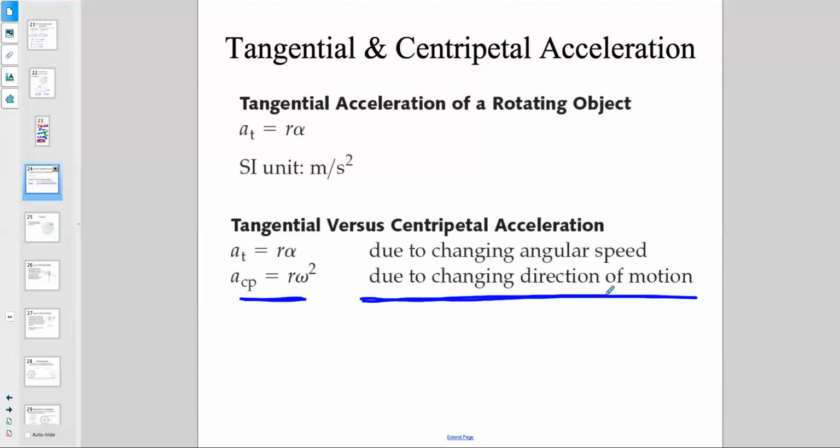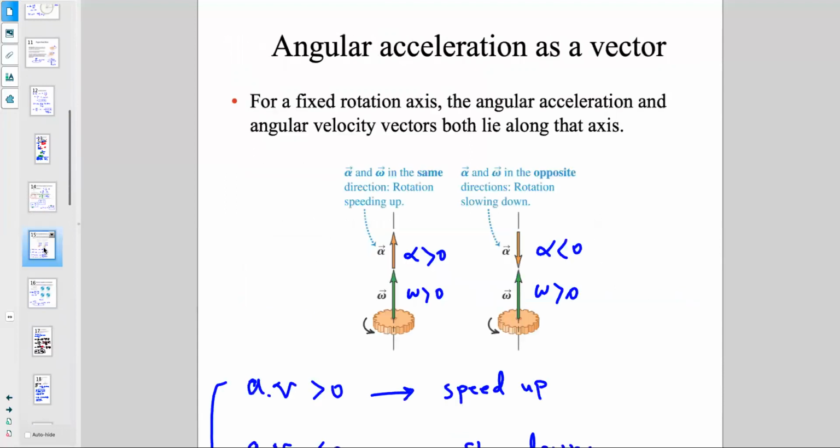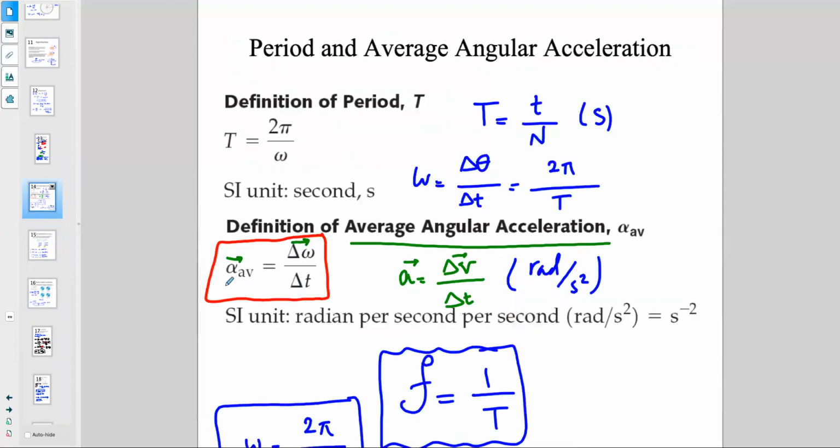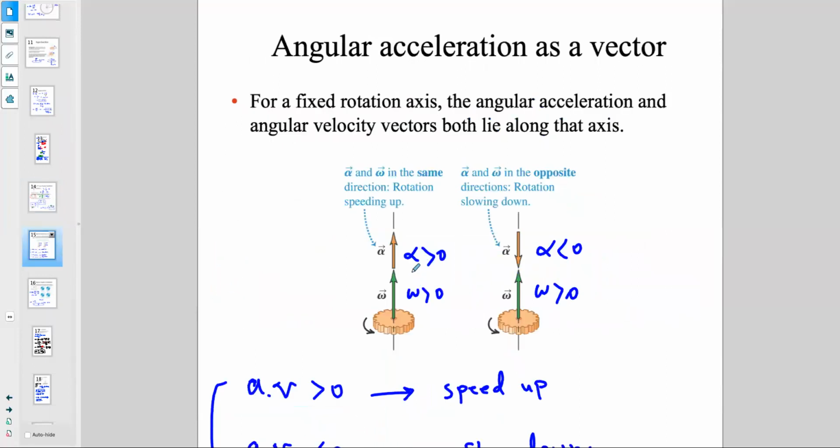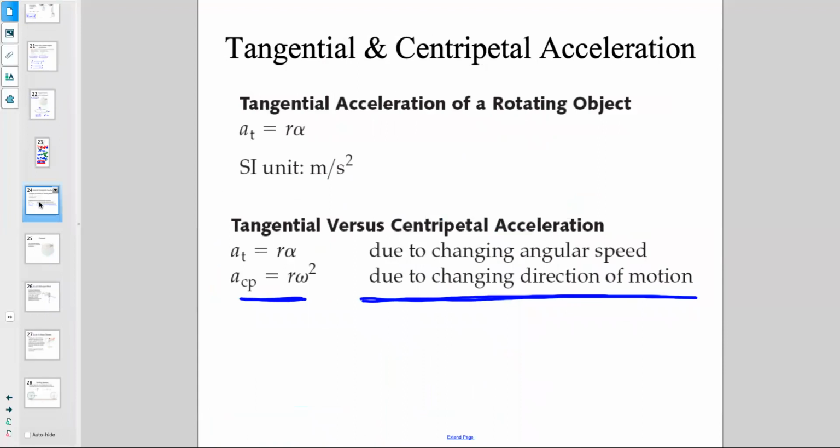Now, if the angular speed is changing, you have alpha, angular acceleration. Remember this? Alpha was delta omega over delta t. This is angular acceleration. This is due to the change of the angular speed. So if this one is positive, that means it's increasing in speed. If this is negative, it means it will slow down. So the relationship between these is this. This is what we had before, and alpha is angular acceleration.